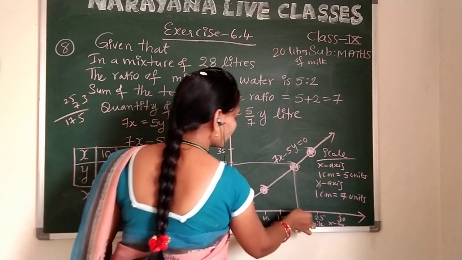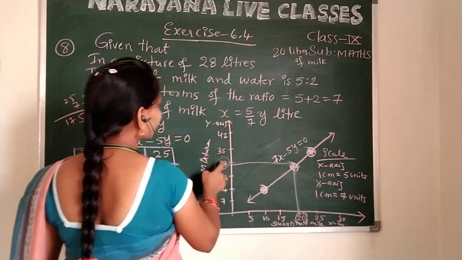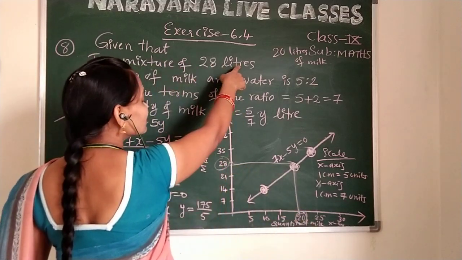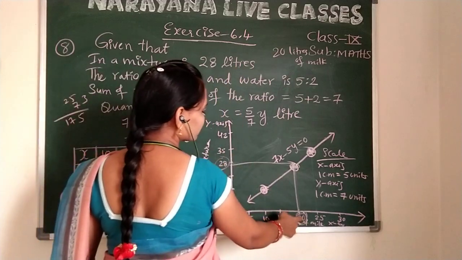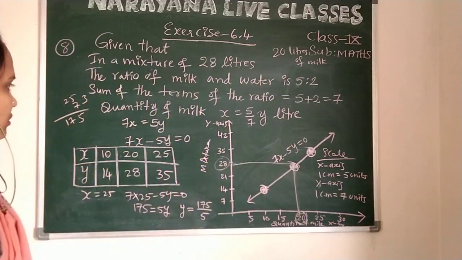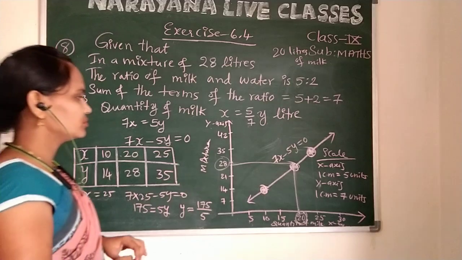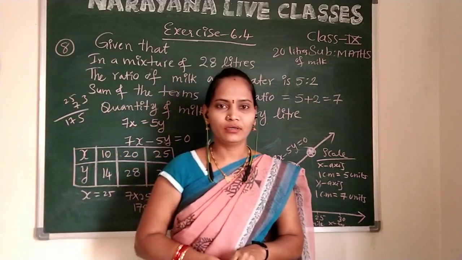This is the quantity of milk and this is the mixture. In the mixture of 28 liters, how much is the milk quantity? 20 liters. This is the 8th question solution. I hope you understood. Thank you.